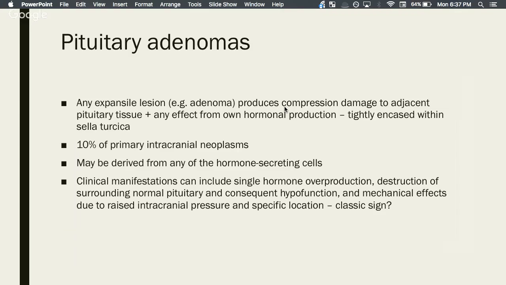Pituitary adenomas themselves make up 10% of intracranial neoplasms. In terms of clinical manifestation, they can be a single hormone overproduction or a single hormone underproduction, depending on which bit is being squashed, essentially. And you can have mechanical effects based on its location. So what's the classic sign of a pituitary adenoma? Yeah, good. You lose your peripheral vision gradually.